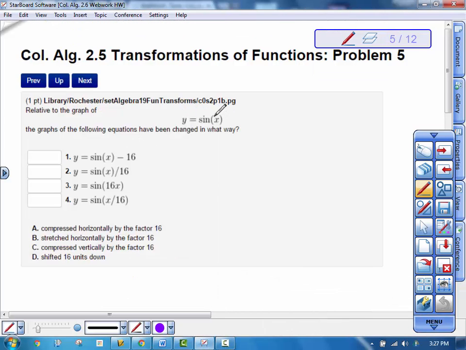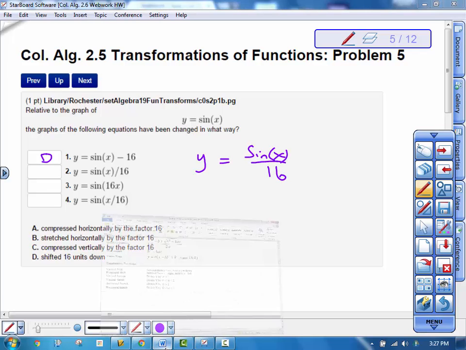All right, the next problem wants us to take the sine function, the parent function, and it says the graphs have been changed in what way? Well, let's take a look at the first one. The first one's been shifted down 16 units, so let's look for that. Shifted 16 units down would be D. The next one, then, we're taking the function dividing by 16, so it's y equals sine of x divided by 16. That's on the formula sheet right here.